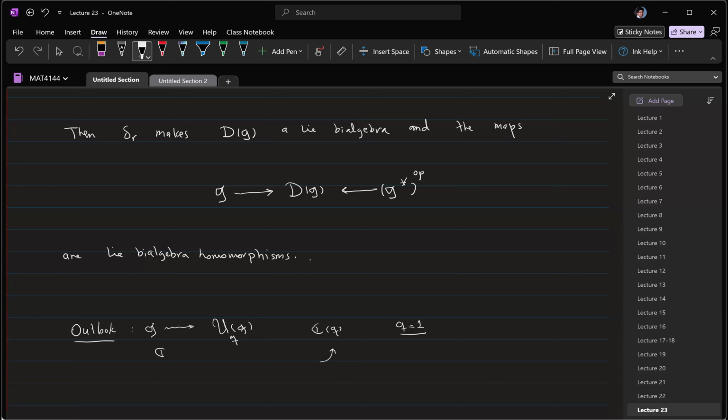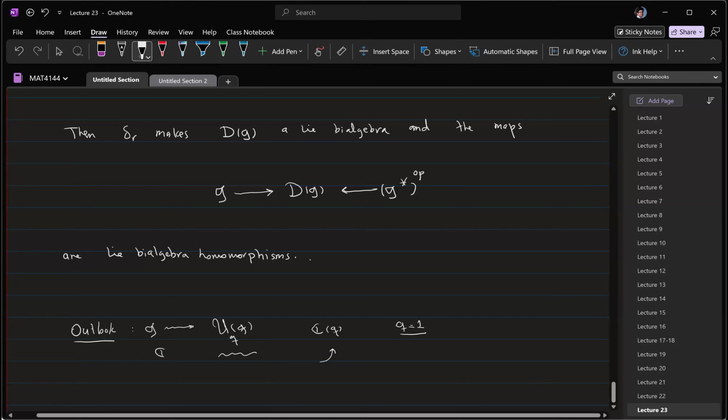And the constructions that I described above, for example, the double construction and so on, these constructions have an analog in that world. And they describe the structure of this associative algebra, which is indeed a Hopf algebra.